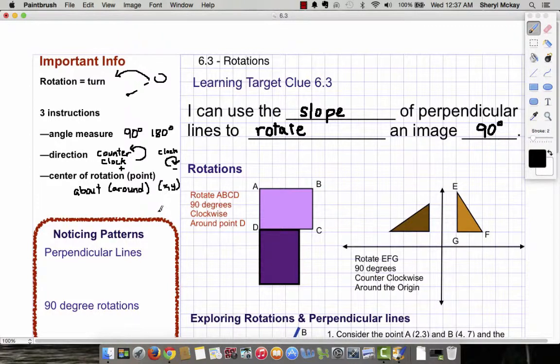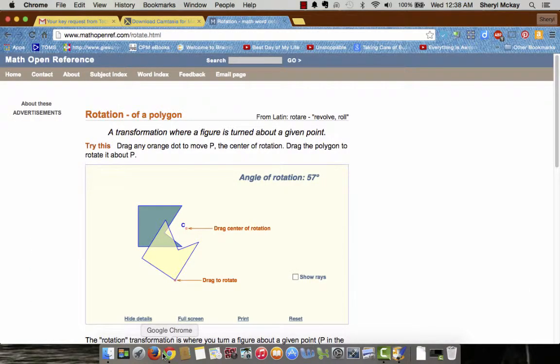Now, before we do anything more, I want you to take a look at this website. This website is called mathopenref.com, and then you can actually search under the table of contents for transformations, and then rotation of a polygon. But I just want you to play around with it a little bit, and I want you to see what you can do. Basically, it's got a figure.